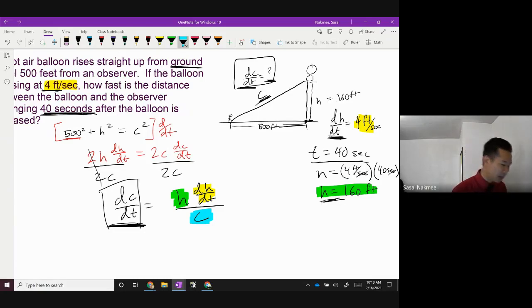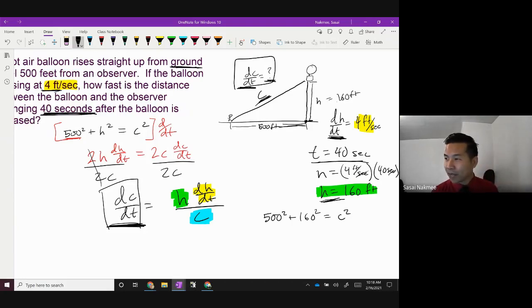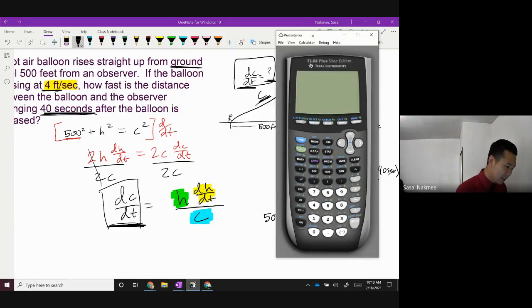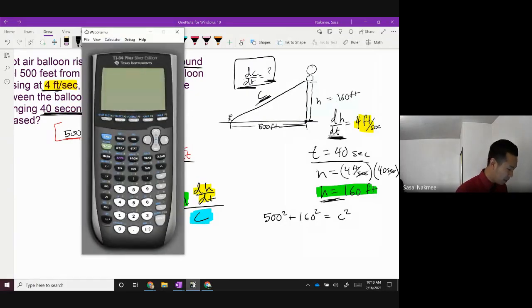Let's go back to the Pythagorean theorem. Good old Pythagorean theorem, right? 500 squared plus h squared, but we know now h is equal to 160, squared is equal to c squared, right? Now I can plug that in and figure out what that is. I'm going to use my calculator for this. I do know what 500 squared is. I believe it's 250,000.